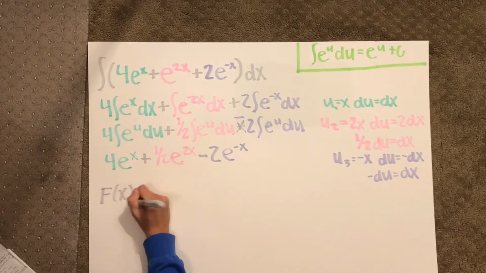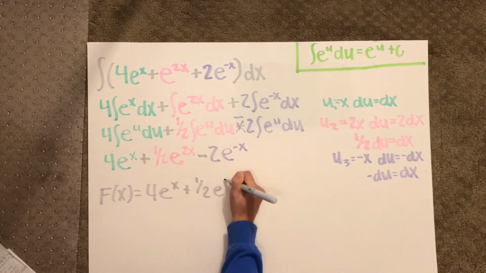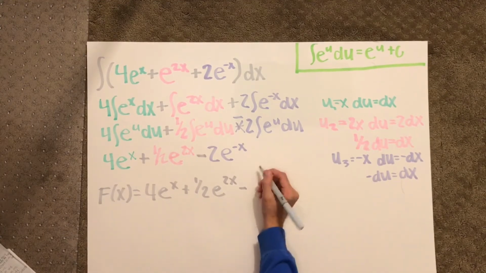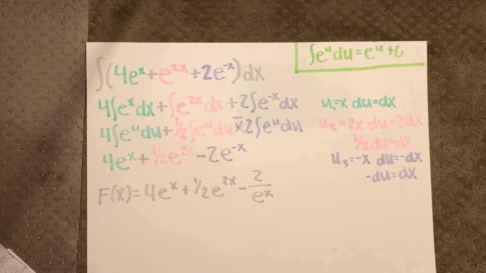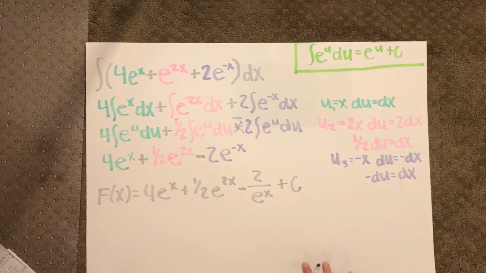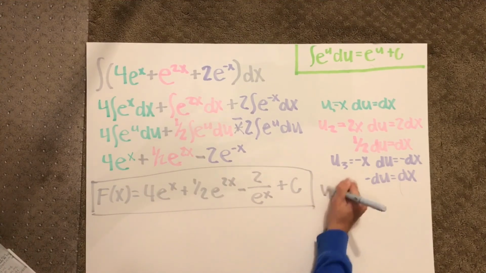So f of x equals 4e to the x plus 1/2 e to the 2x minus, and since we don't want to have a negative exponent, we're going to put e to the x in the denominator of the fraction, so that it turns positive. And then at the end of this, we're going to have plus c. Now at the end of each term, you are essentially going to have a plus c, but since some number plus some number is just equal to some number, it was easier for us to just leave it out and add it on the end of our problem. And this turns out to be your final answer.